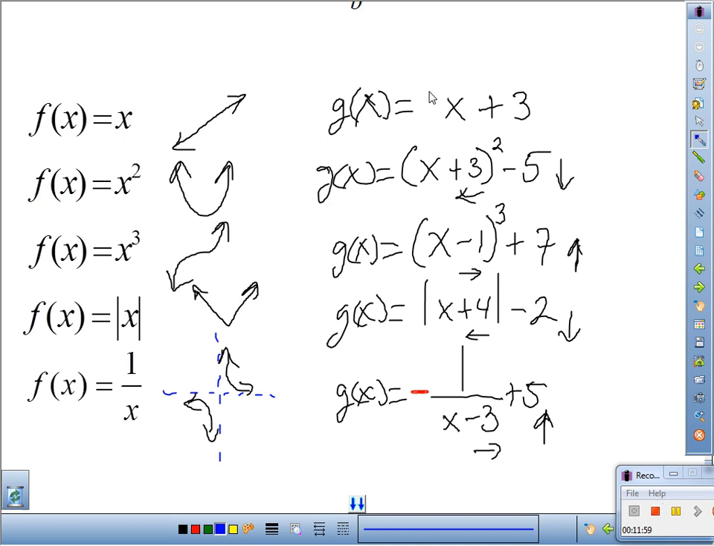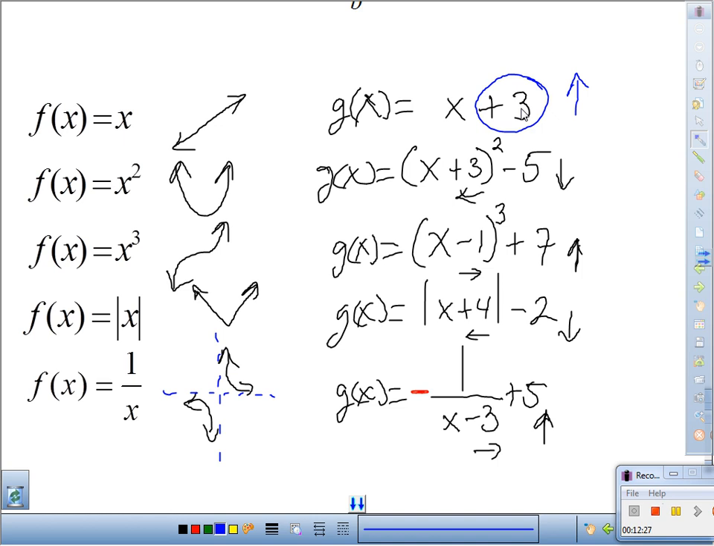Close, because this one does not have a grouping symbol. What does that mean, Mr. Q? That means that the x is by itself. So what's outside of the x? The plus 3. So what is the plus 3 going to do? Move it up. This is the only one that it looks like it's going to go to the left, but it's not. This one's going up.